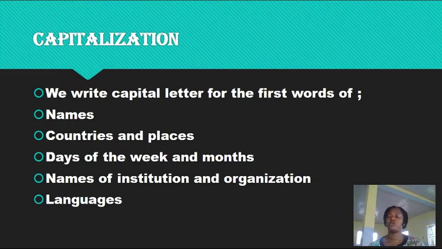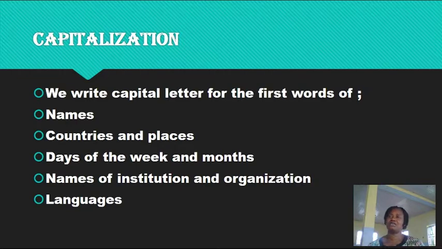Some of the words we need to write in upper case are names of people, specific places, countries, and days of the week. Some of you write, I went to school on a Tuesday, and you write your T in lowercase. It's wrong. Also months of the year, names of institutions and organizations, and languages. I speak Igbo. You write the I in lowercase. No.